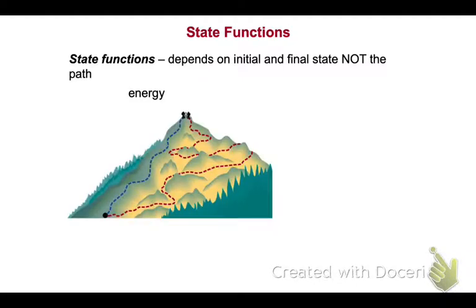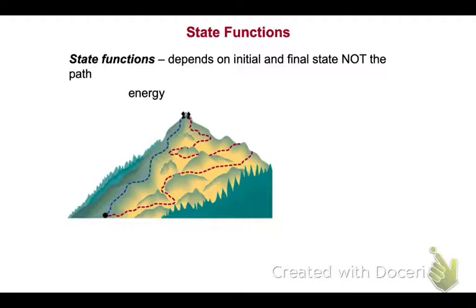So here is an example. If you look at this picture, you will see that there are two hikers who wanted to hike all the way to the top of the mountain. The hiker with the blue path took a shorter path, starting at the bottom and ending at the top. And the hiker on the red path also started at the same point at the bottom and ended at the exact same point at the top.